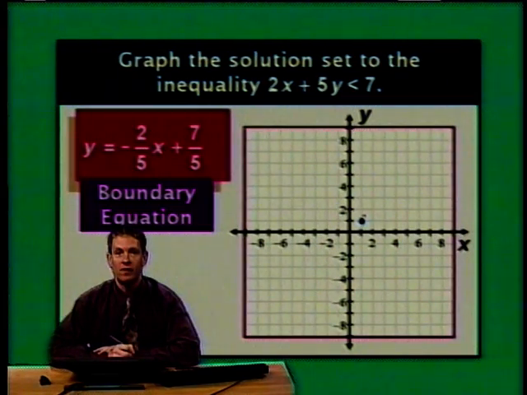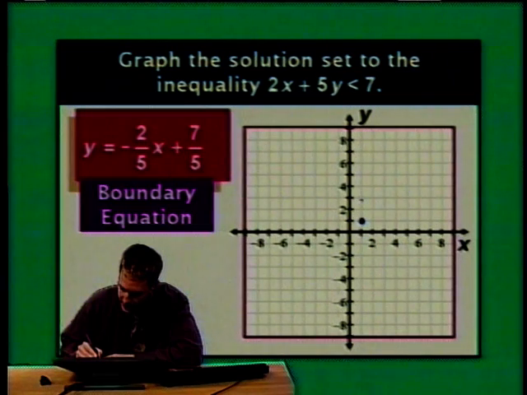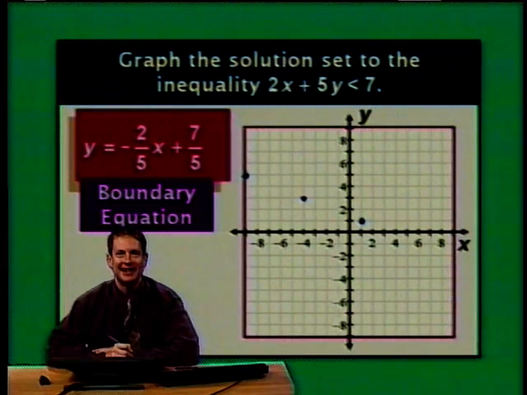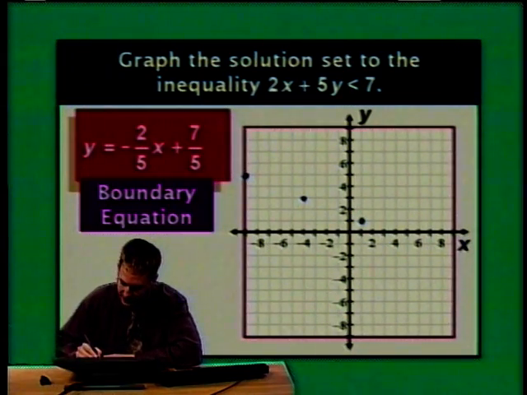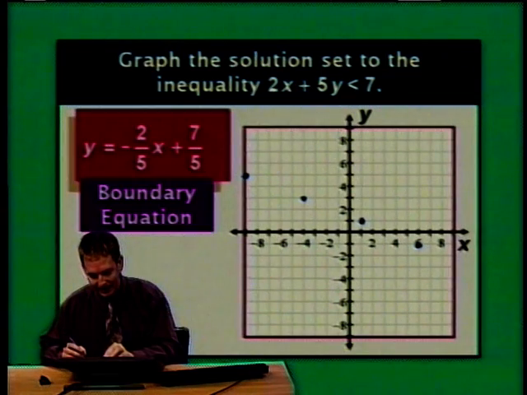Now we can see by our coefficient on x that the slope of the line is negative 2/5. I can think of negative 2/5 as positive 2 over negative 5. That would mean that I would have a rise of positive 2 for a run of negative 5. I also could think of negative 2/5 as negative 2 over positive 5. That would mean I would have a rise of negative 2 for a run of positive 5. I've got several points on my line, so let's get out the ruler and connect the dots.